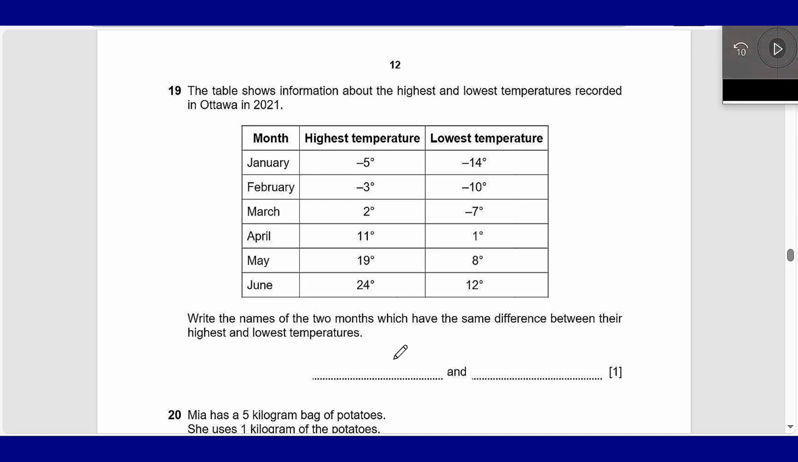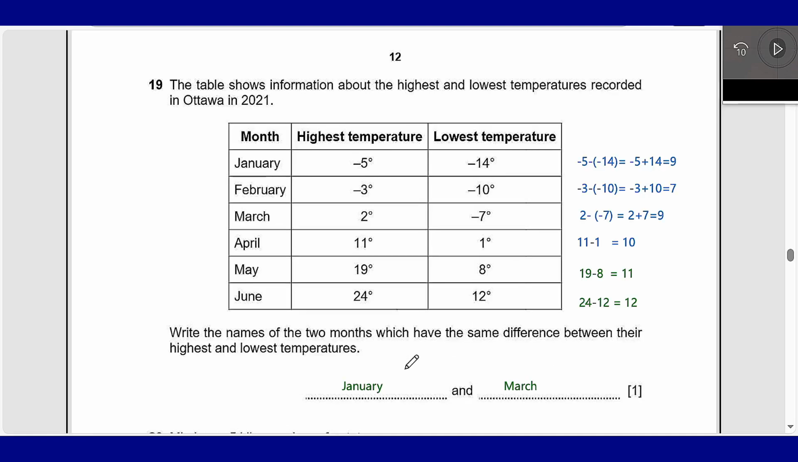Okay, if you need some more time, please pause this video. Let's check out the answer. So guys, it's January and March. And how does it work? From the highest temperature we subtract the lowest temperature. So here is the calculation. Minus 5 minus minus 14 becomes positive 14, so minus 5 plus 14 is 9, and we do the same with the rest. And for March, 2 minus minus 7 is 2 plus 7 is 9, so they have the same difference. So it's January and March.